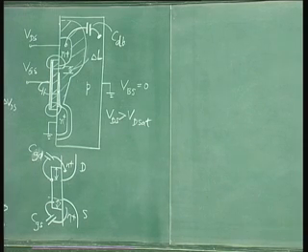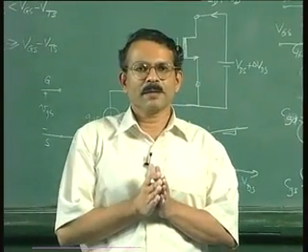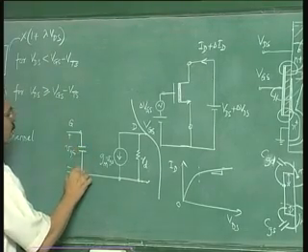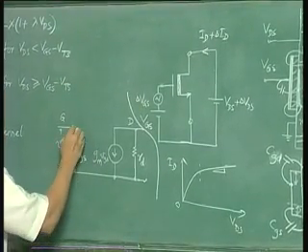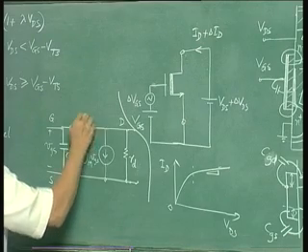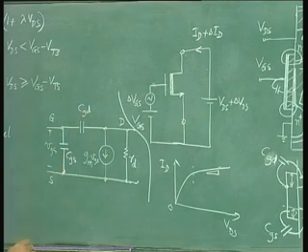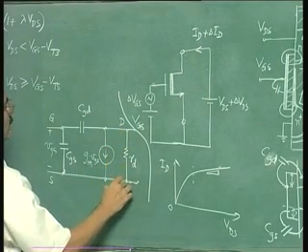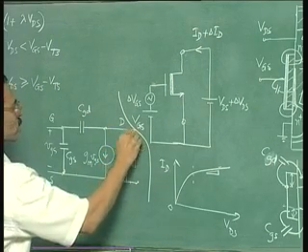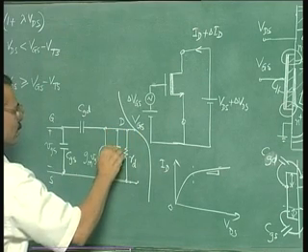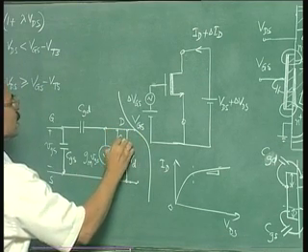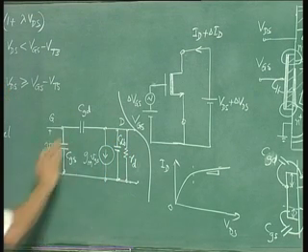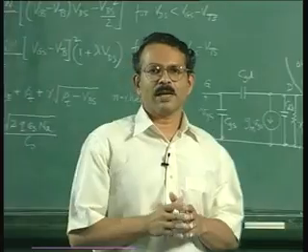Now if you put these capacitances in our equivalent circuit, they will appear as follows. You have CGS here, you also have CGD here, and you have drain to bulk, which appears as drain to source. So you have a capacitance here, CDB or CDS. So that completes the equivalent circuit.